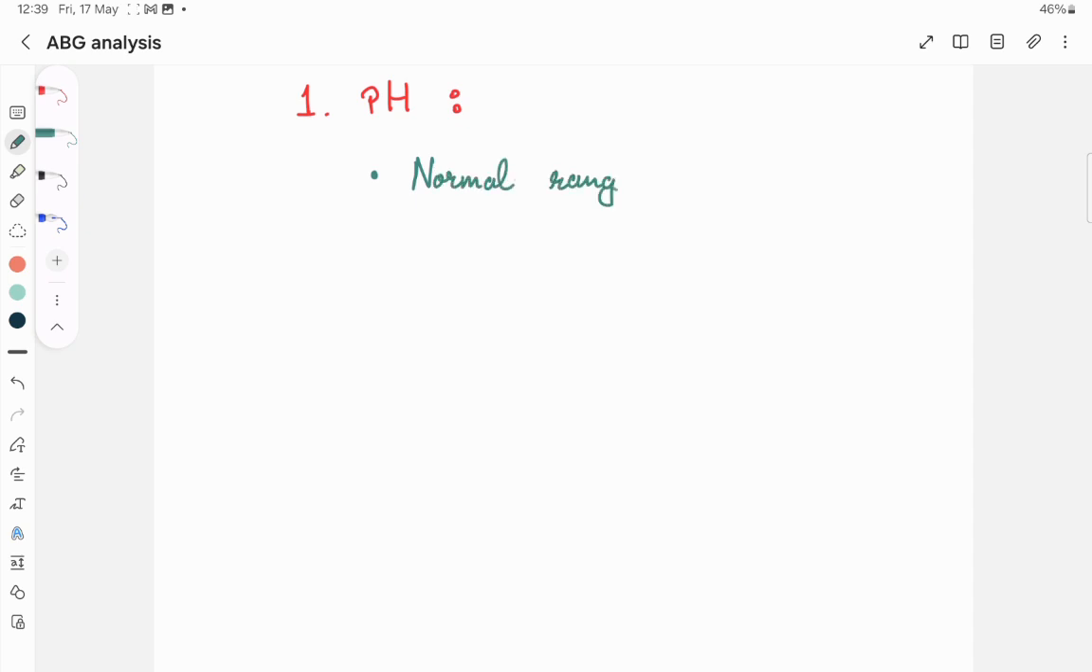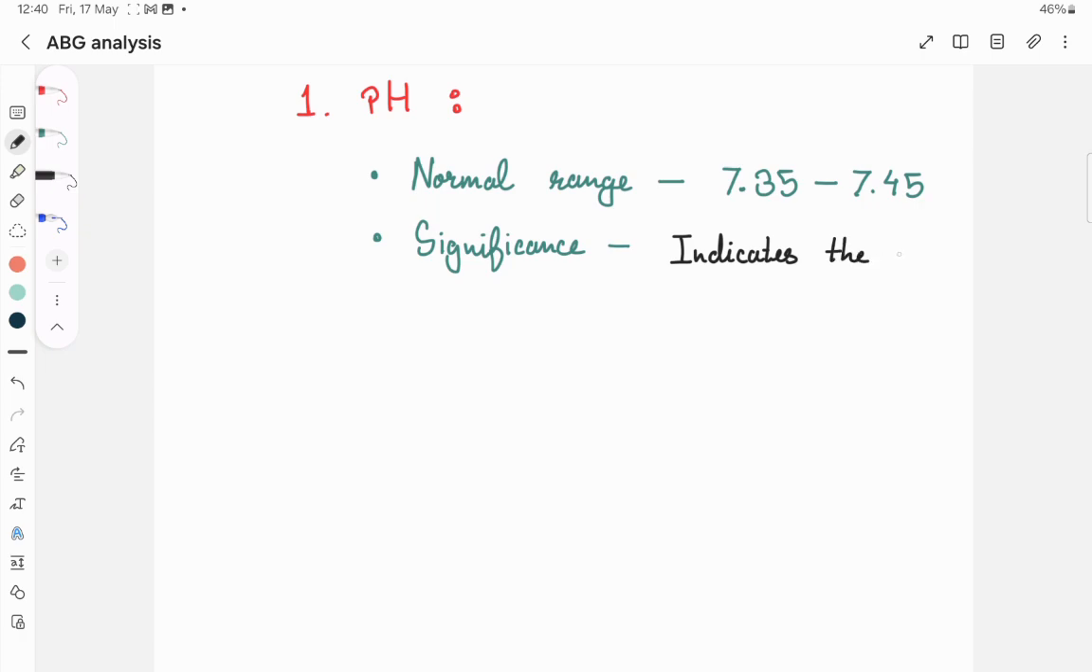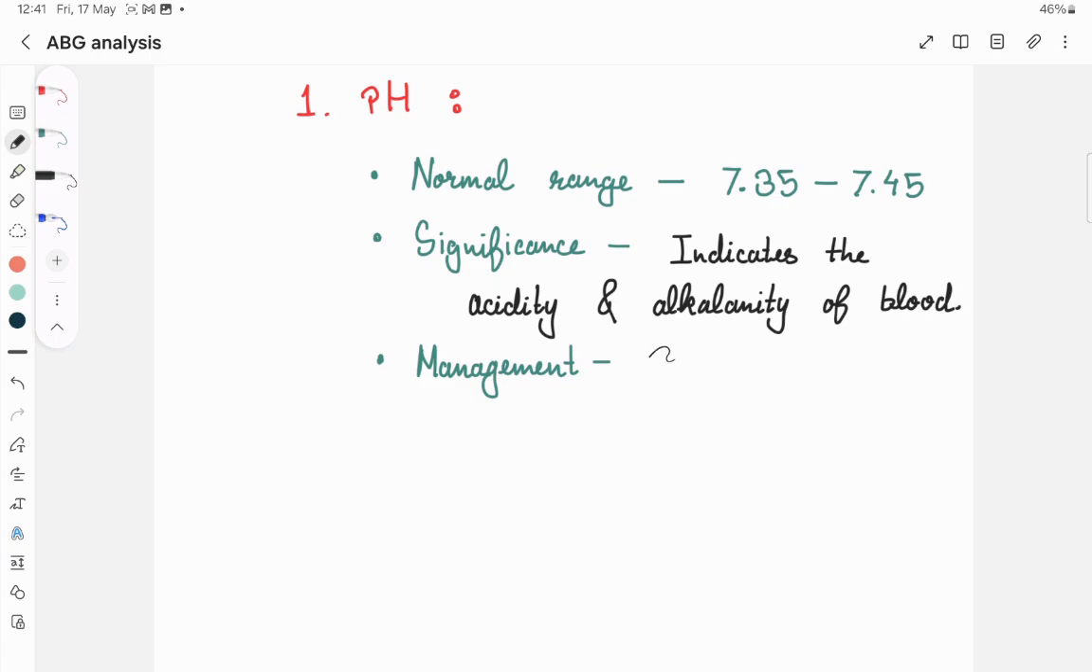So when we discuss the component, we'll discuss the normal range. The normal pH range is from 7.35 to 7.45, and what is the significance of this pH? This pH indicates the acidity and the alkalinity of blood. So how do we manage this pH?